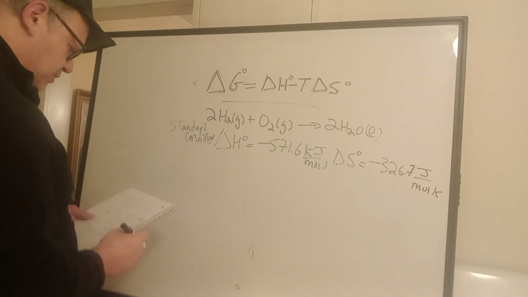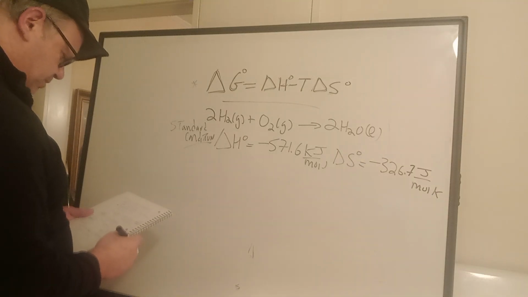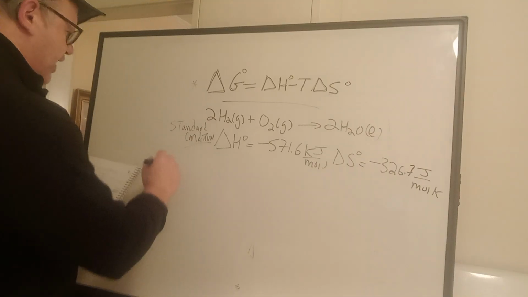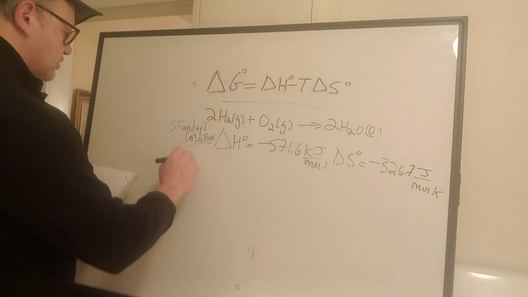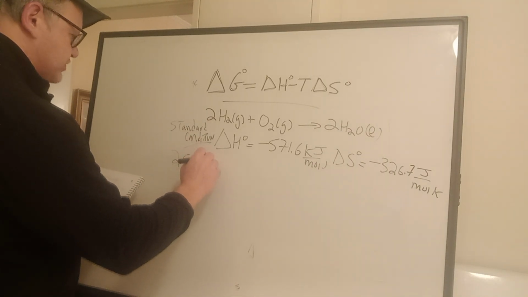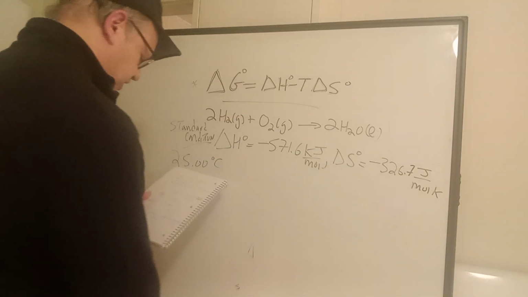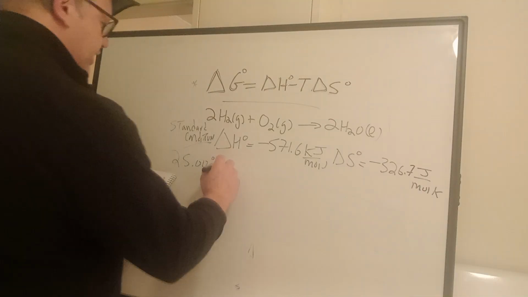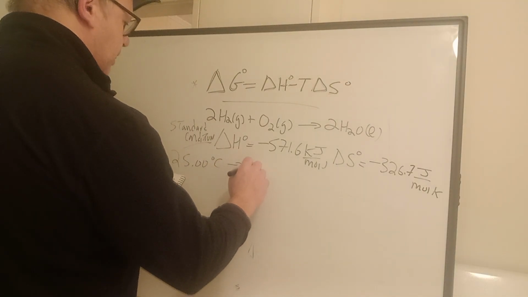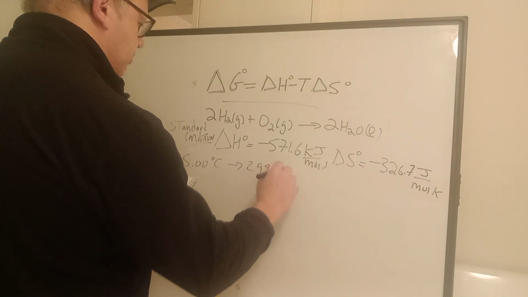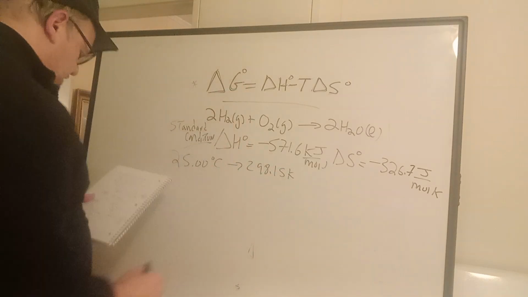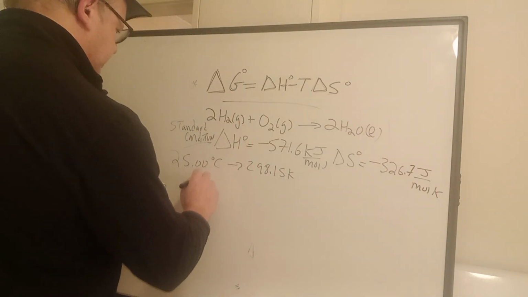Let's calculate at, let's see what temperature I want to do this at, 25 degrees Celsius. I'll keep a couple places behind the decimal. Let's say it's 25.000 degrees Celsius. We can convert that to Kelvin. Let's calculate delta G standard. So you just basically plug into that equation.